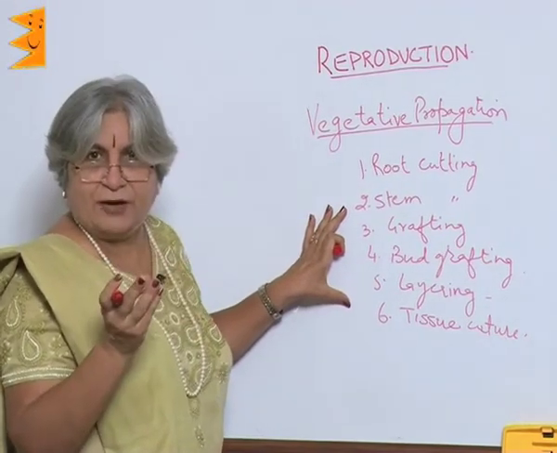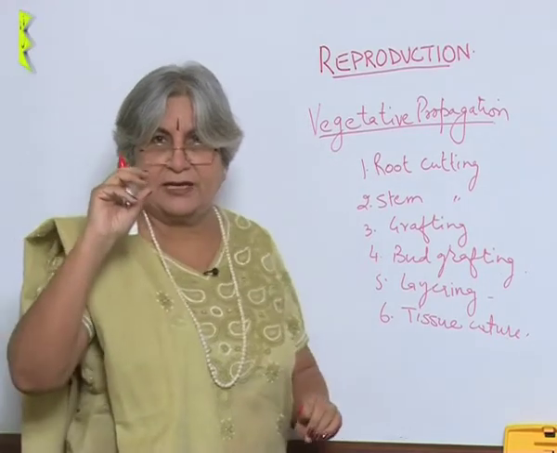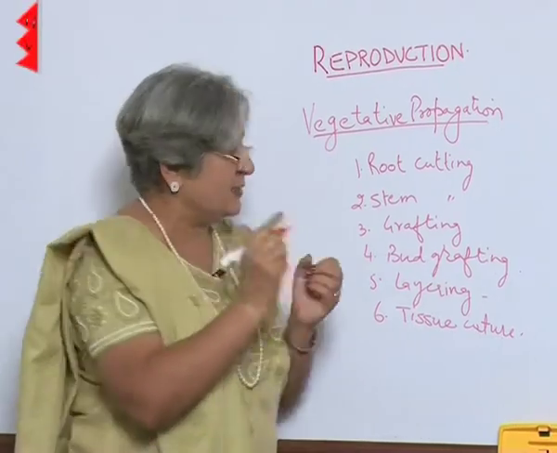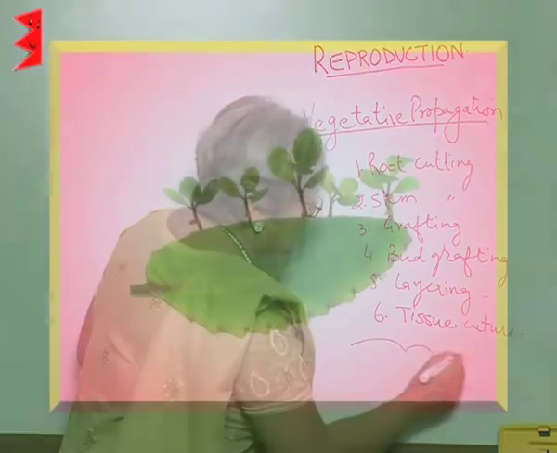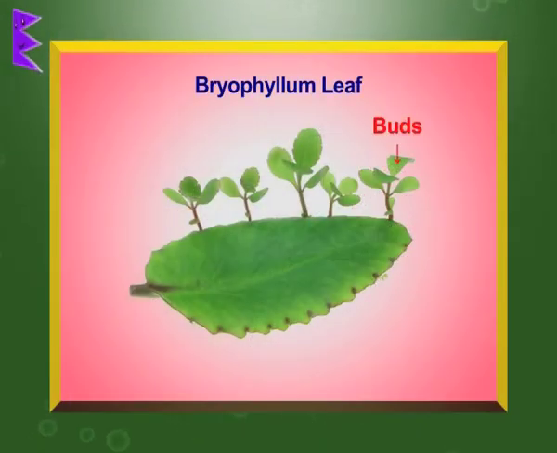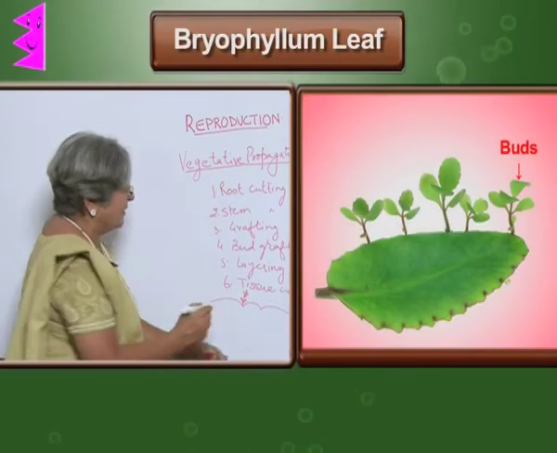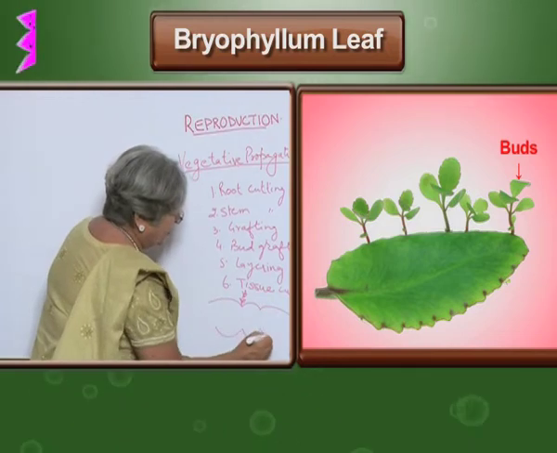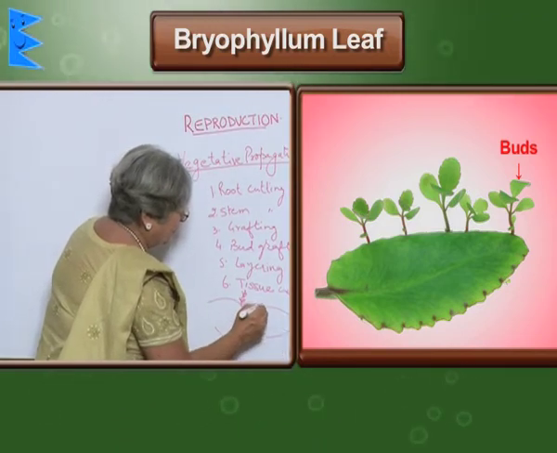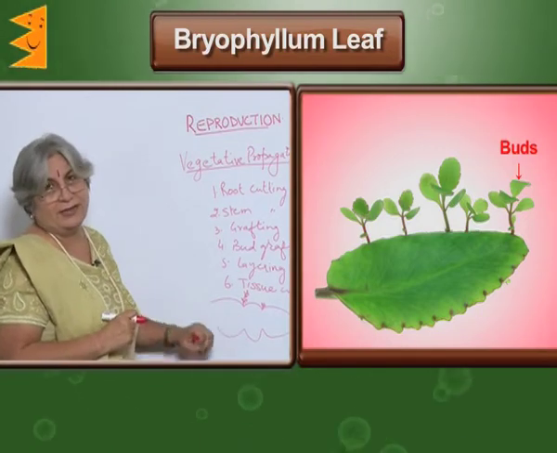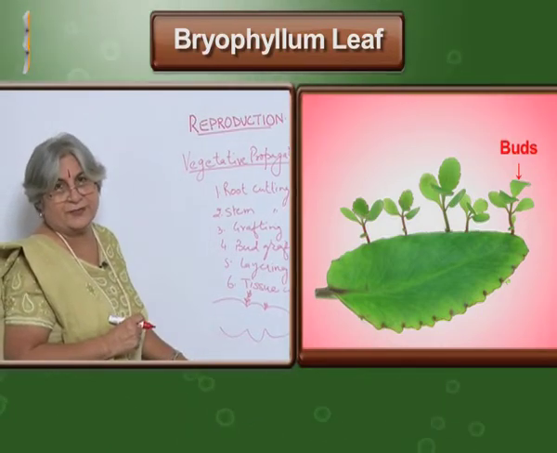Have you ever seen a bryophyllum plant? It has very thick leaves because food is stored in them. On their margins, the leaf is somewhat like this. There are buds which grow into a new plant, and these plantlets can be removed and they will grow into new plants. This is also a method of vegetative propagation.